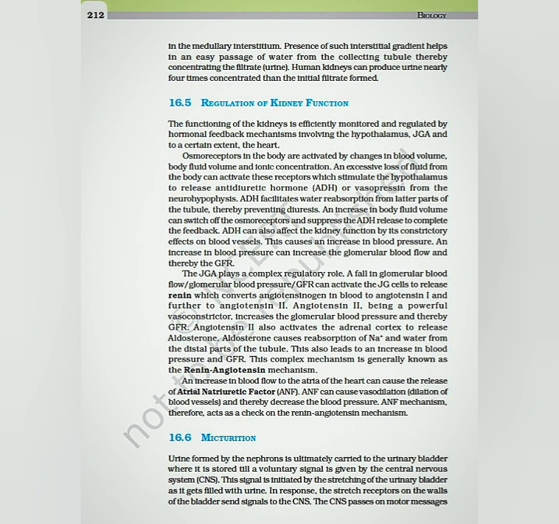The JGA plays a complex regulatory role. A fall in glomerular blood flow, glomerular blood pressure, or GFR can activate the JG cells to release renin, which converts angiotensinogen in blood to angiotensin 1 and further to angiotensin 2. Angiotensin 2, being a powerful vasoconstrictor, increases the glomerular blood pressure and thereby GFR. Angiotensin 2 also activates the adrenal cortex to release aldosterone. Aldosterone causes reabsorption of sodium and water from the distal part of the tubule. This also leads to an increase in blood pressure and GFR. This complex mechanism is generally known as the renin-angiotensin mechanism.